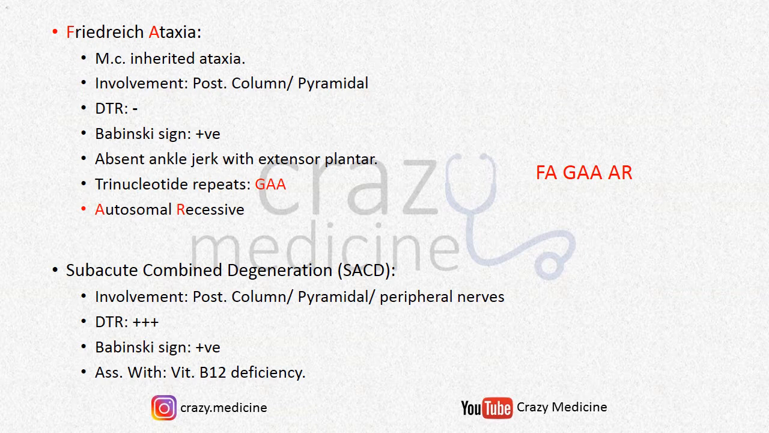The next is subacute combined degeneration, SACD. It involves posterior column, pyramidal tract and peripheral nerves. The most important point is the exaggerated deep tendon reflexes with positive Babinski sign and it is associated with vitamin B12 deficiency. This point may be given in the history.